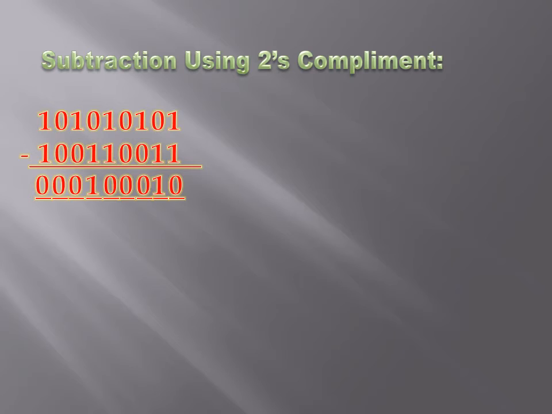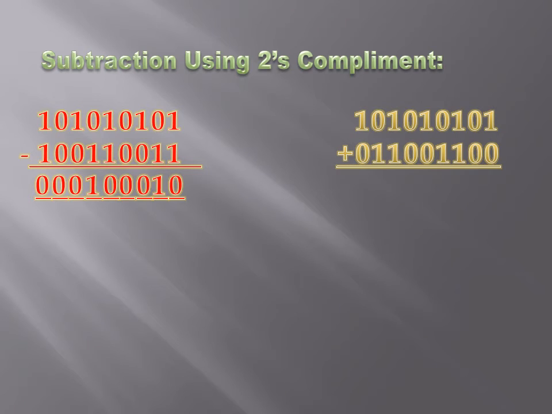So in the representation of the numbers inside the machine, the numbers are represented as positive or negative based on the most significant bit. If that bit is 1, it's a negative number, and if that bit is 0, that is a positive number. But how can this addition take place to produce the result of the subtraction? You see that we have a particular number.